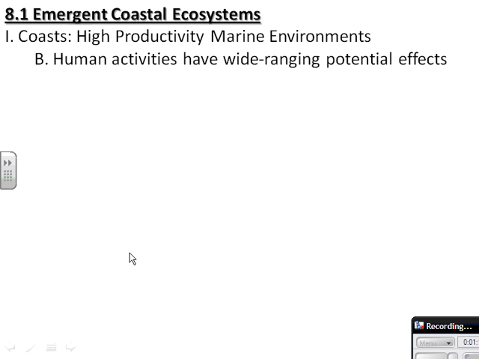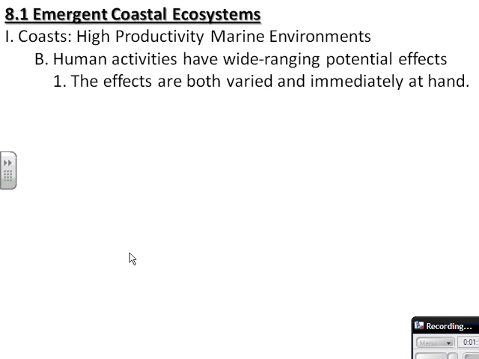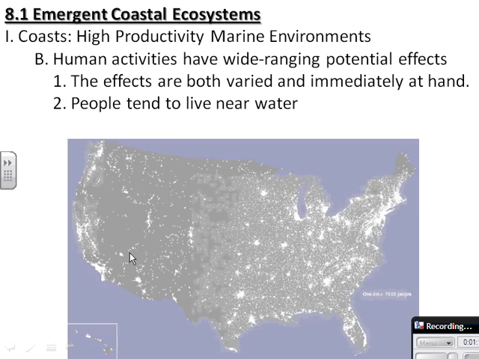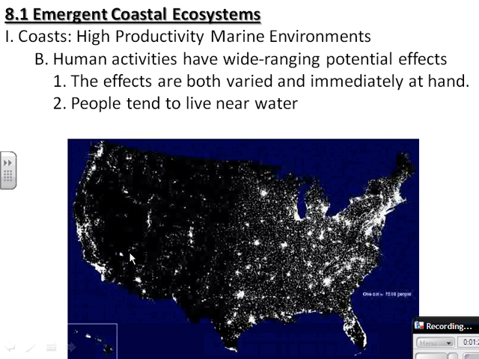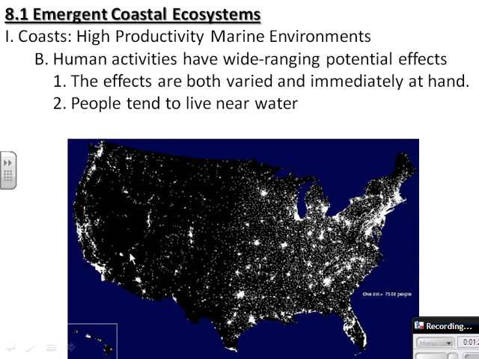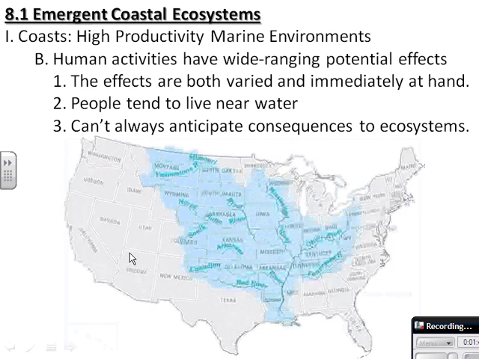Now, human activities tend to have wide-ranging effects on coastal ecosystems, usually because the effects are varied and immediately at hand. And this results from people living close to the coastlines. We tend to live close, as you can see in this nighttime satellite map of the United States. Most of the population or major cities are near the coast, so we have an immediate effect on the coast based on that. However, sometimes you don't even need to be near the coast to have an effect.